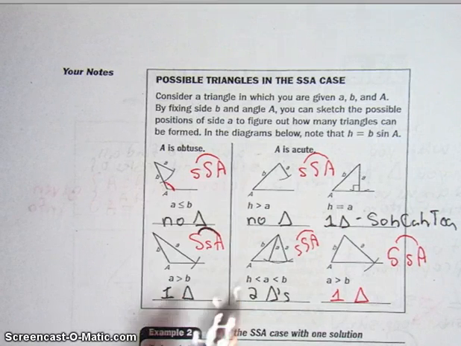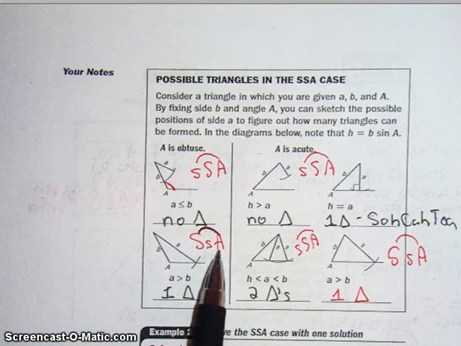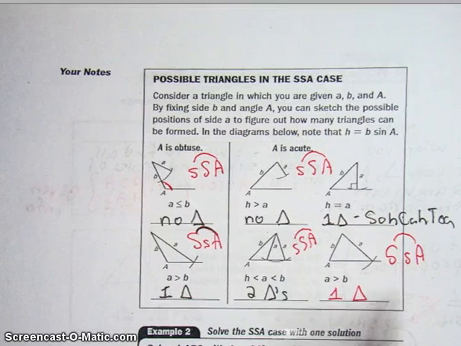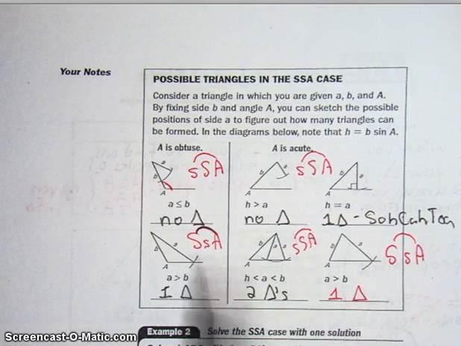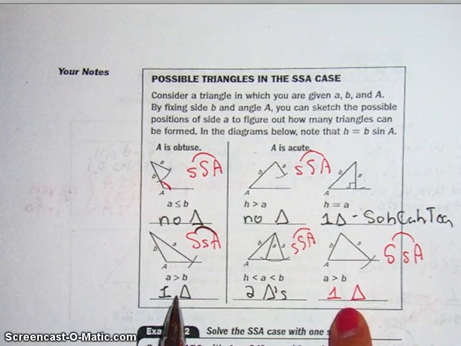If you look at what we have, if you look at all the big S, little SAs, here's a big S, little SA, one triangle. Here's a big S, little SA, one triangle. Anytime you have big S, little SA, that's a good thing. You know you're going to get one triangle, okay?